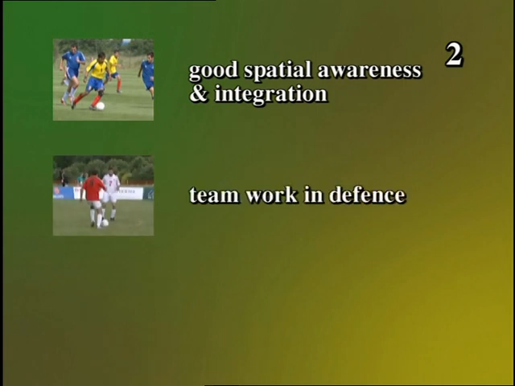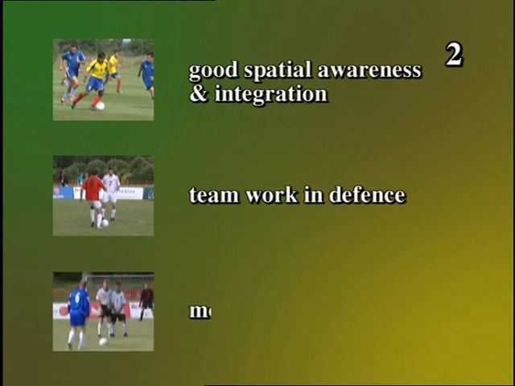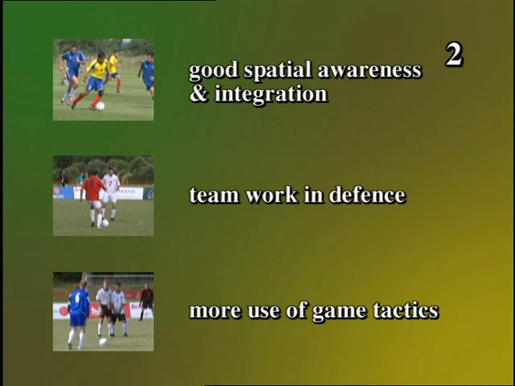So, to summarise, a level 2 team has good spatial awareness and a high level of integration between players. Works as a team in defence and can better anticipate their opponent's moves. And uses game tactics, both at set pieces and in the run of play.